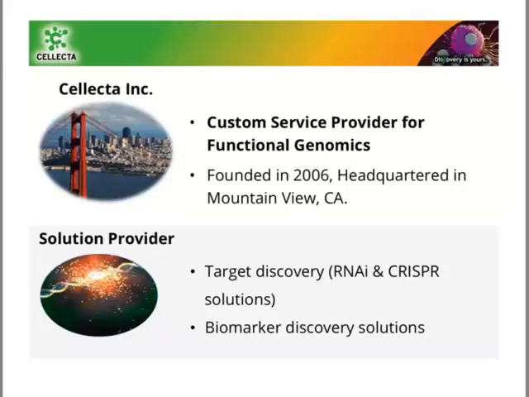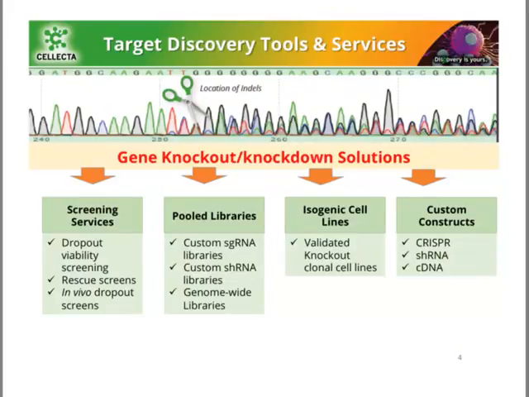These are the two portfolios. And let me just walk you through very briefly the target discovery tools and services that we offer. And this is in the space of gene knockdown, knockout solutions. And we offer complete screening services from start to finish. All we need is the set of gene list, whether it's genome-wide or a custom gene set, and your cell line of interest, and we'll do this project for you. We also provide reagents as pooled libraries, isogenic cell lines, and custom constructs. So these are a few of our offerings for gene knockout, knockdown, especially the RNAi CRISPR field.